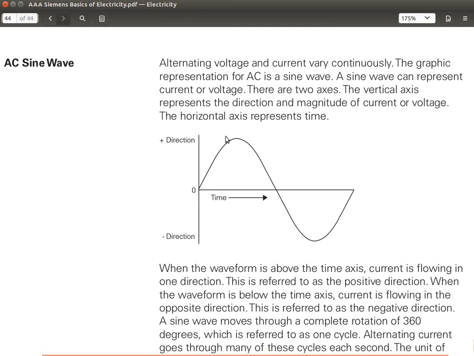Let's look at the AC sine wave. Alternating voltage and current vary continuously. The graphic representation for AC is a sine wave. A sine wave can represent current or voltage. There are two axes. The vertical axis, the one that goes up and down, represents the direction and magnitude of current or voltage. The horizontal axis represents time.